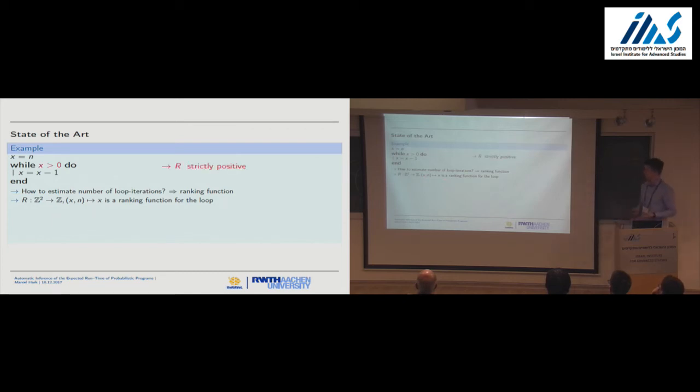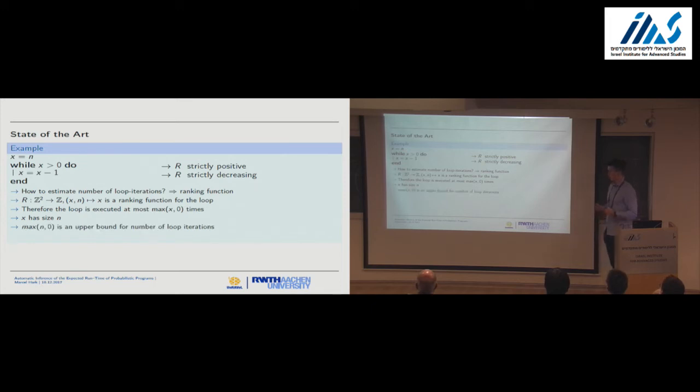And why is that? Whenever the loop guard holds, r is strictly positive. And in every execution of the loop, x is decreased by 1. And if you have a look at the ranking function, this means the value the ranking function takes is strictly decreasing. And therefore, we can argue that the loop is executed at most max(x, 0) times. And then by static analysis, we can find out that x has the size of n. And therefore, we can say that max(n, 0) is an upper bound on the number of loop iterations here.